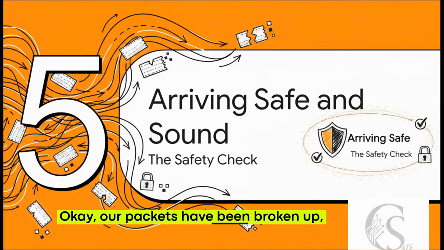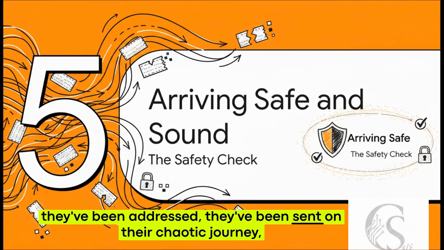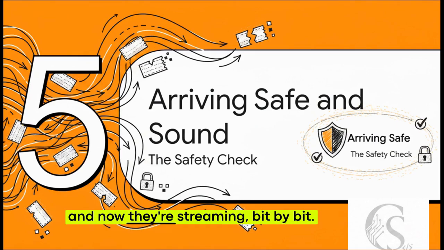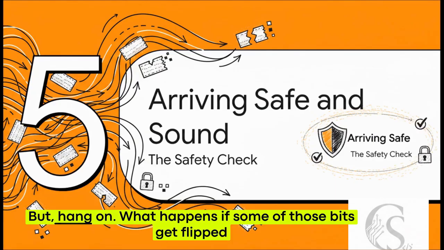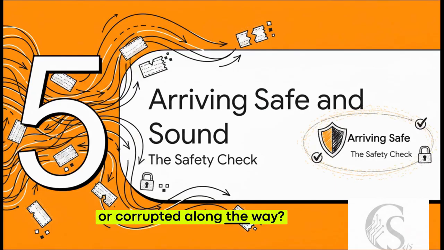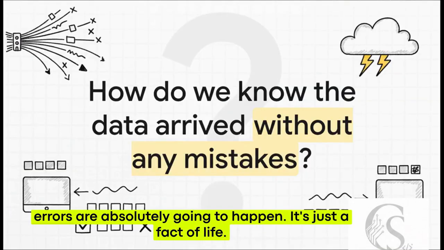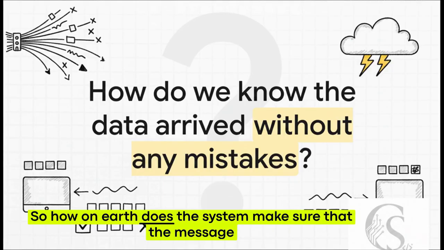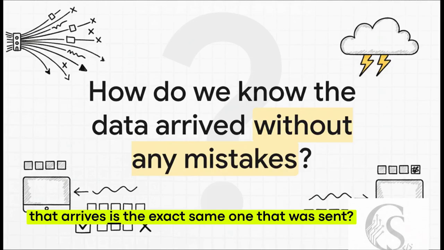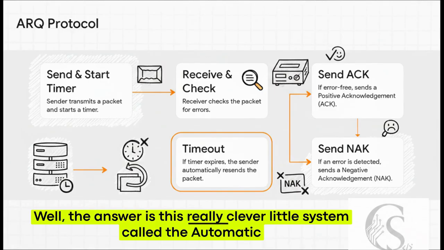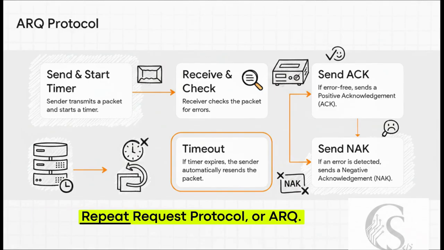Okay, our packets have been broken up, they've been addressed, they've been sent on their chaotic journey, and now they're streaming bit by bit. But hang on, what happens if some of those bits get flipped or corrupted along the way? I mean, seriously, with billions of bits flying around every single second, errors are absolutely going to happen. It's just a fact of life. So how on earth does the system make sure that the message that arrives is the exact same one that was sent? Well, the answer is this really clever little system called the Automatic Repeat Request Protocol, or ARQ.